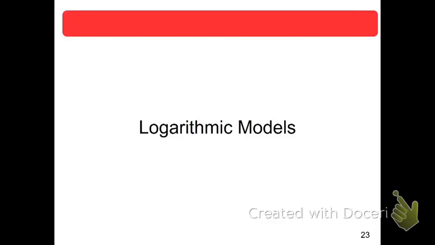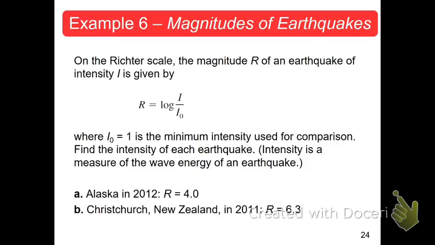Okay, and finally, logarithmic models. So here we have example 6, the magnitudes of earthquakes. It says on the Richter scale, the magnitude R of an earthquake of intensity I is given by that equation, where I sub 0 equals 1 is the minimum intensity used for comparison. We're going to find the intensity of each earthquake.